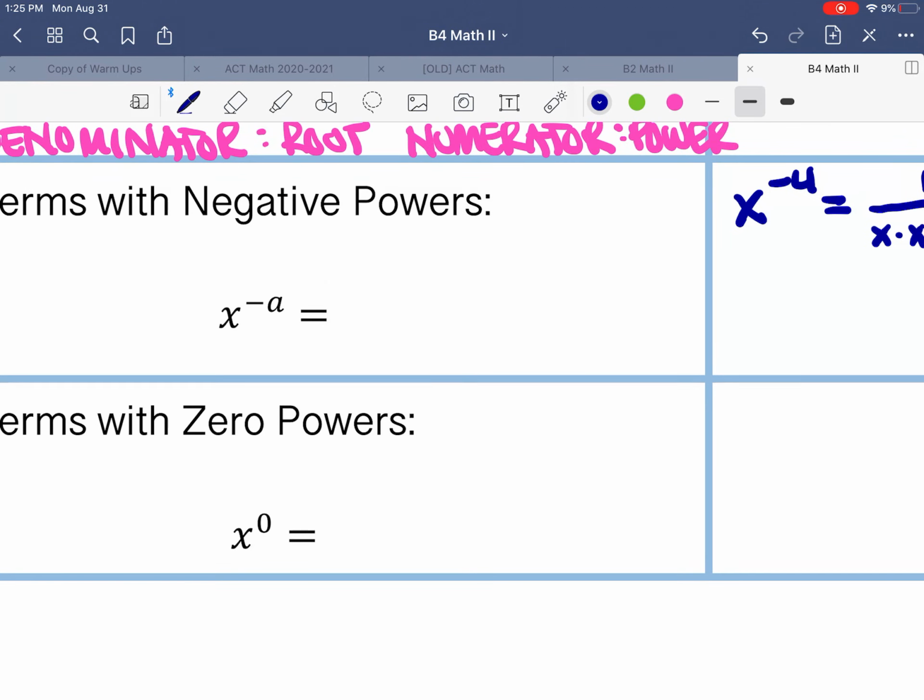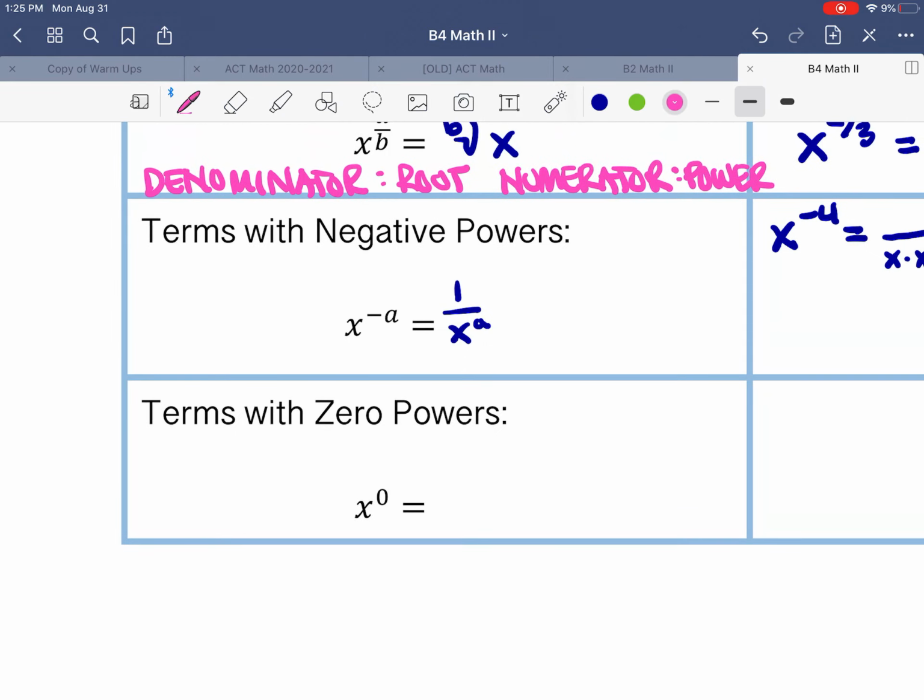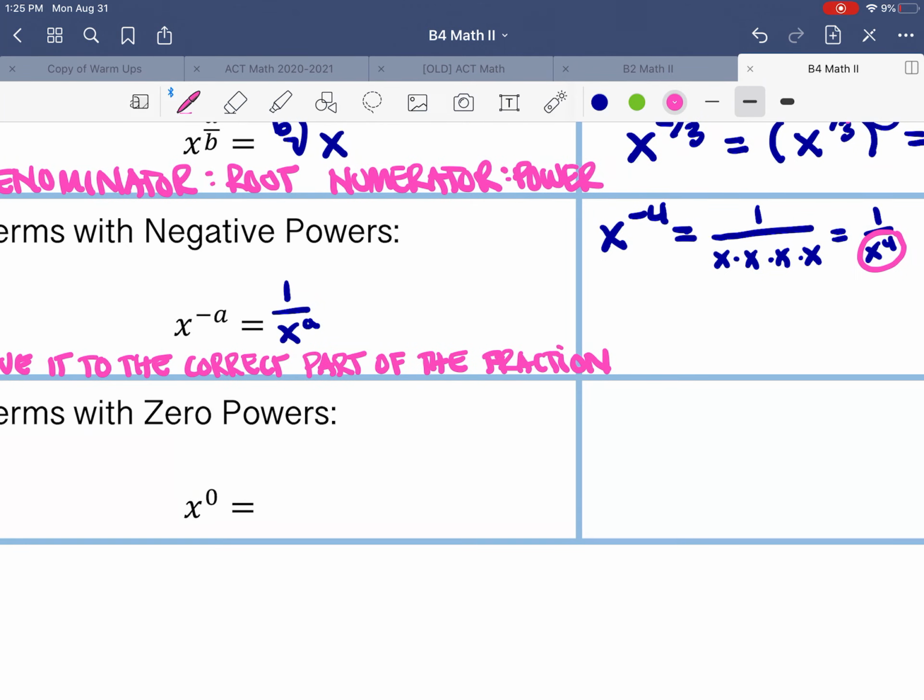So our rule is going to say that x to the negative a is equal to 1 over x to the positive a. Careful about that. And I'm going to write here that to move it to the right part of the fraction: if it's in the denominator with a negative exponent, it should be in the numerator with a positive exponent, and vice versa. If it's in the numerator with a negative, it should be in the denominator with a positive.